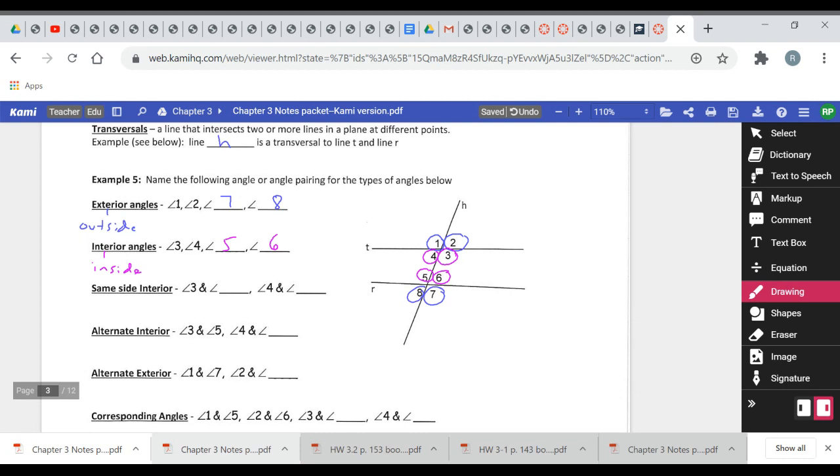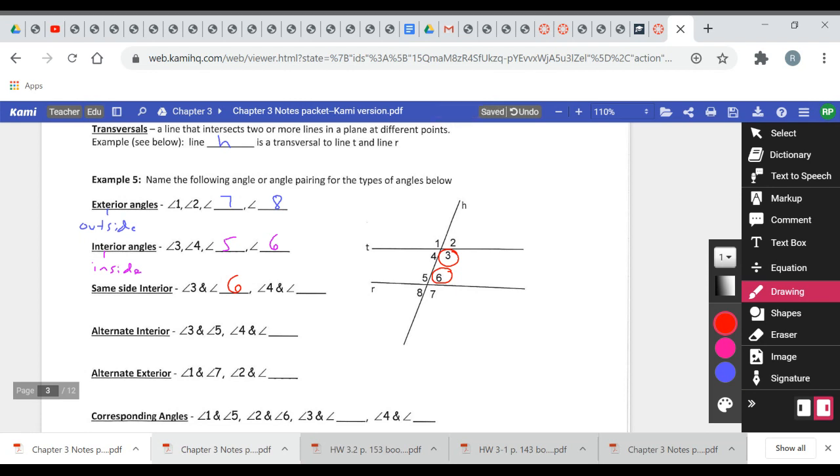Okay, next I'm going to erase what's on the picture, so we can look at the next thing. On the next thing, it says same side interior angles. What that means is interior, meaning inside the two lines T and R, and same side, meaning on the same side of the transversal. They're showing you here 3 and what would be same side interior angles, and that would be angle 6.